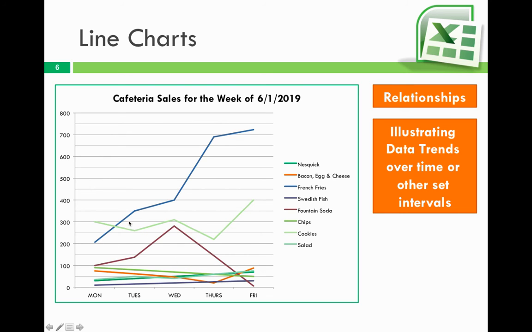Apparently French fry sales climb during the week. What goes on Wednesday, Thursday, and Friday that causes this spike in French fry sales? Why does soda drop off dramatically after Wednesday? So can we see the relationship between two variables here on the X and Y axis? What is the relationship between sales and day of the week?